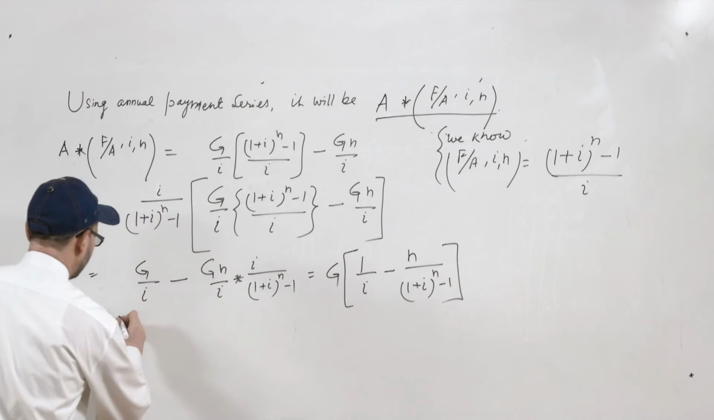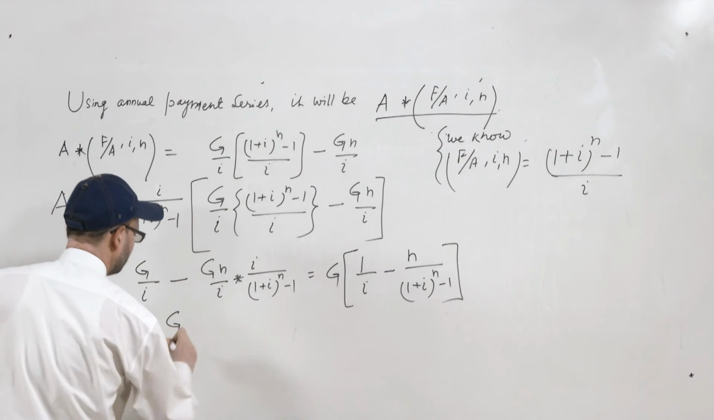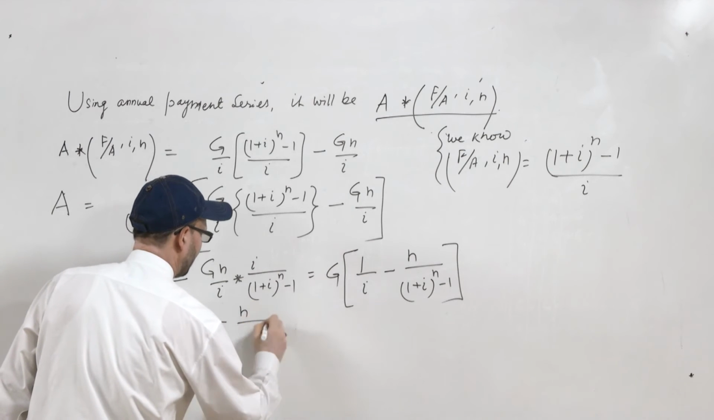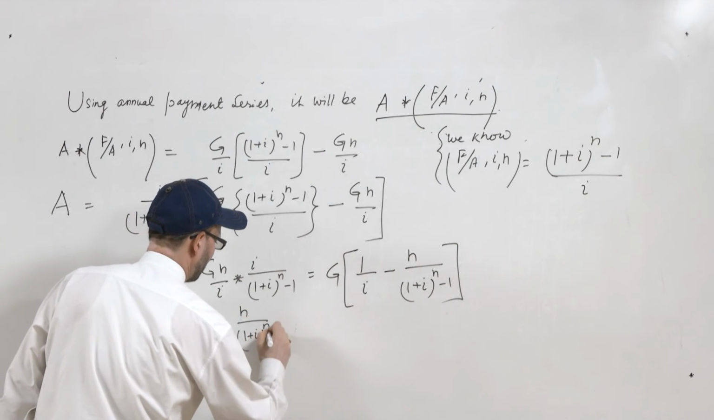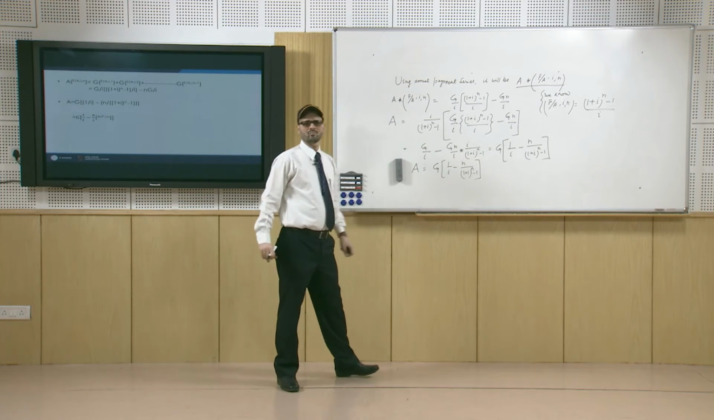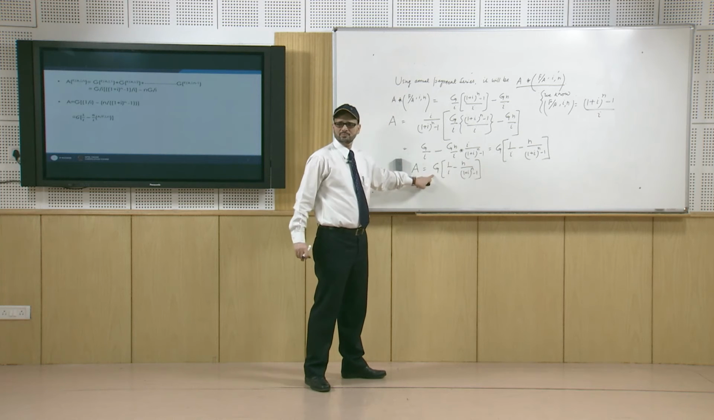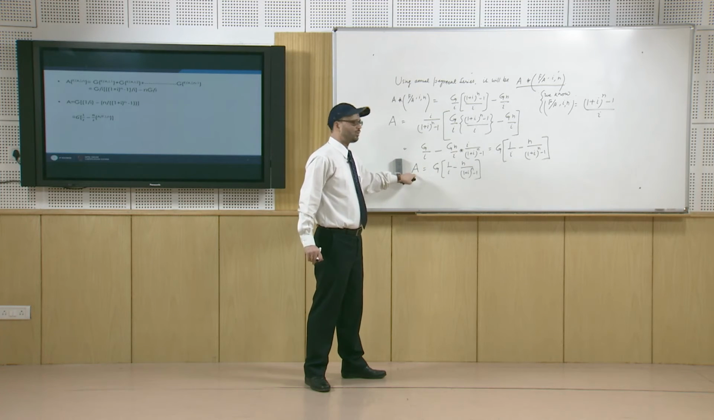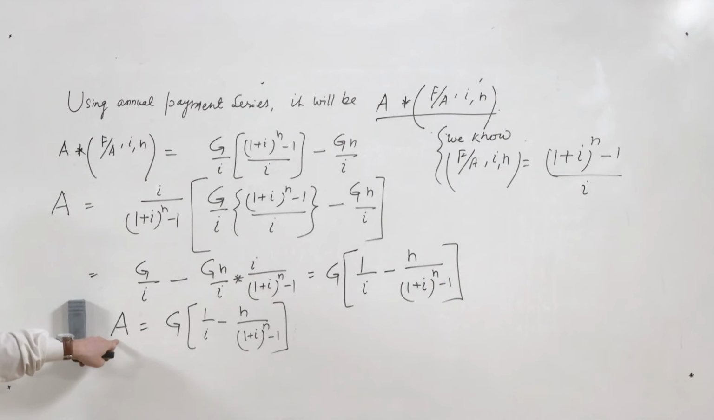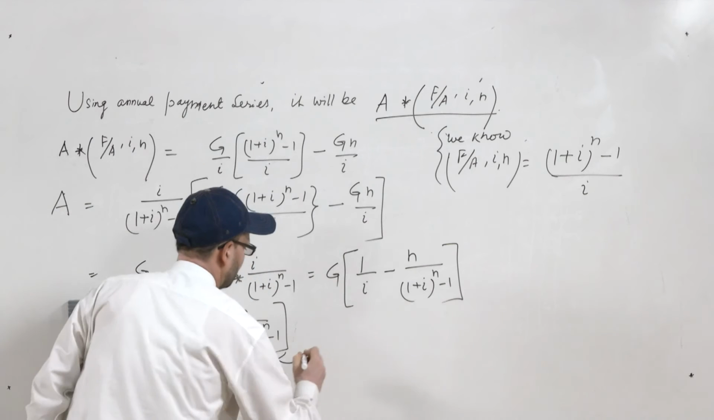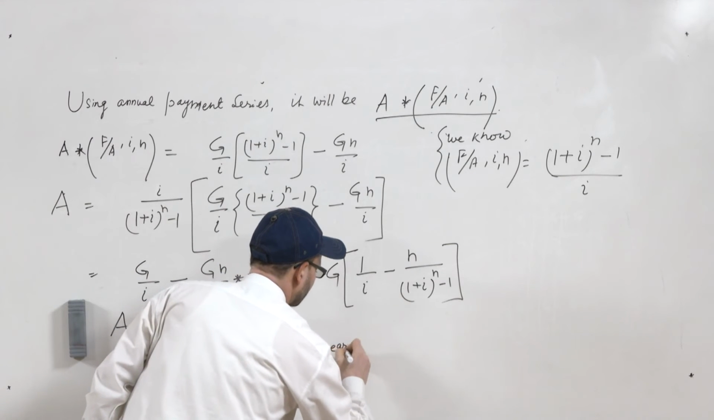So, finally, we are getting A equal to g into 1 by i minus n by 1 plus i raised to the power n minus 1. This is the factor which, when multiplied with g, the constant gradient amount, will give you the equal year end amount equivalent value. So, this is a factor which is known as linear gradient series factor.